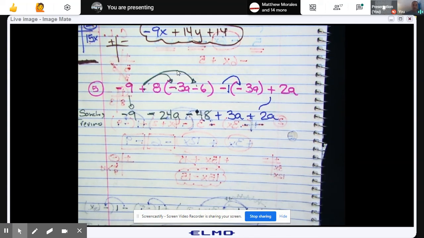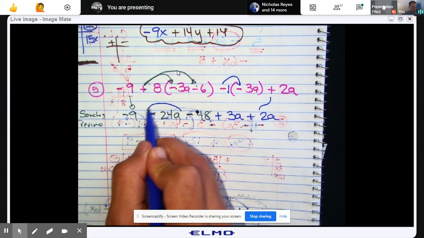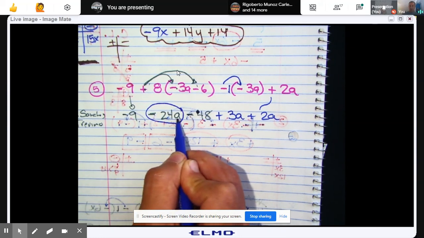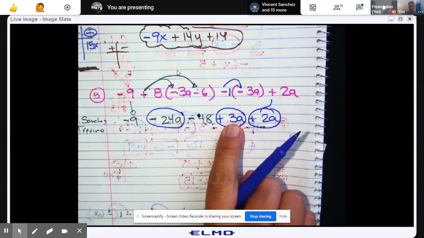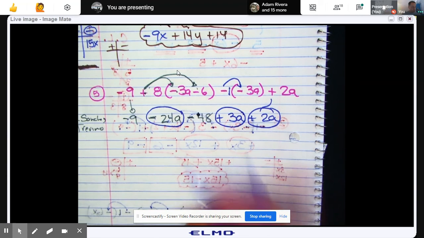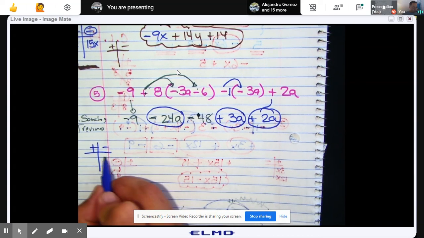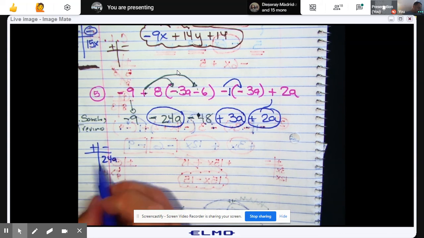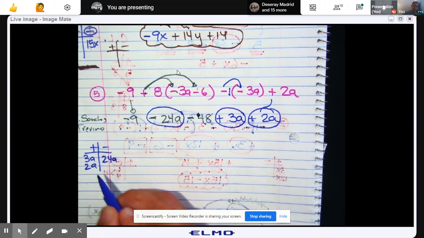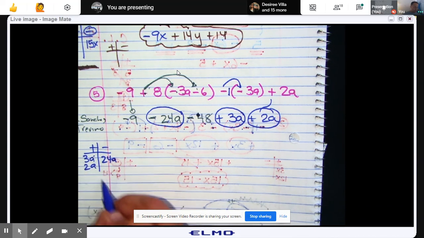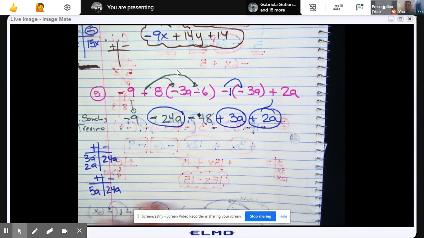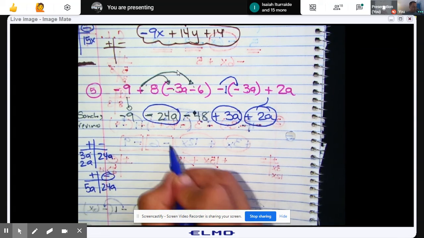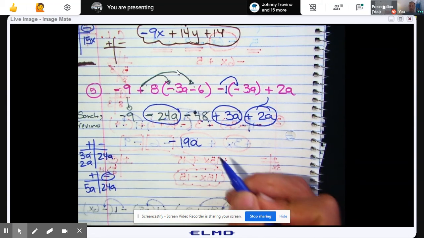So now what am I going to combine first? Matthew Morales, what am I going to combine? Right, the coefficient with the terms with the coefficient. So negative 24a, what else? Plus 3a plus 2a. Well, right here, I could do 3a plus 2a is 5a. Or I could do the t-chart. So you could organize your numbers: negative 24a, positive 3a, and positive 2a. So how many positive a's are there? There's 5, see? So I'm going to put 5a. So what's my answer? How many a's are there? Negative what? Negative 19a is correct.